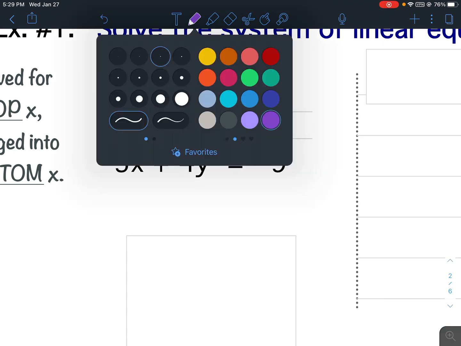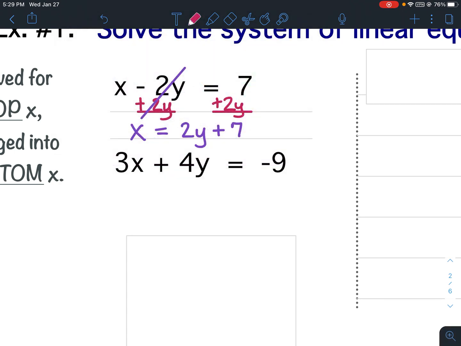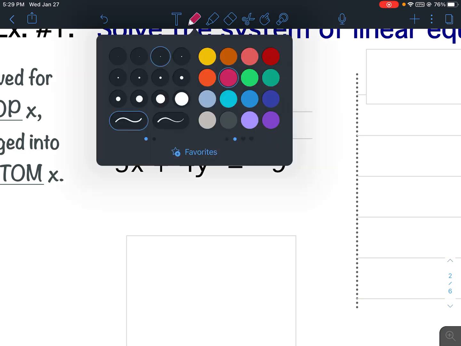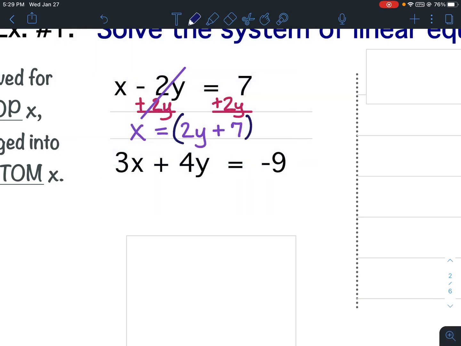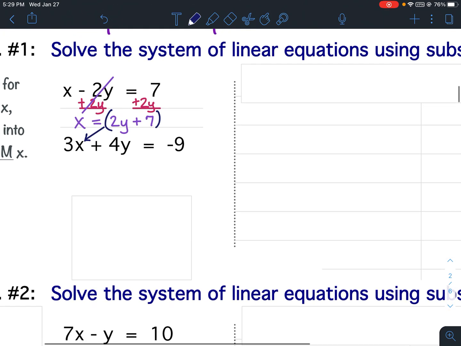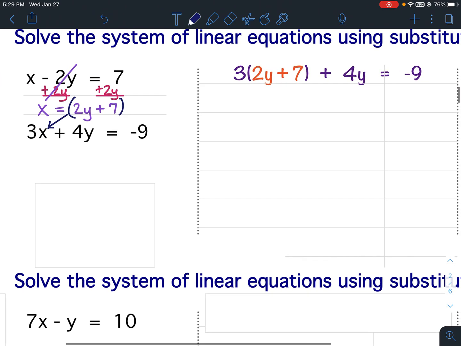All right. Now, use a different color. So this expression is going to sub in for the bottom x. We solved for the top x, and now that's going to sub into the bottom x, which will look like this. So instead of 3x plus 4y equals negative 9, I've got 3, and then I replace the x with the 2y plus 7, and then I have plus 4y equals negative 9.